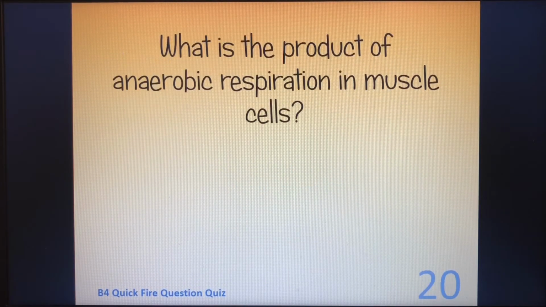Question 20. What is the product of anaerobic respiration in muscle cells? What is the product, so it's just one product, of anaerobic respiration in muscle cells? This is the one when we're doing lots of exercise. We go from aerobic respiration into anaerobic, and there's one product, causes pain in the muscles. And the answer is lactic acid. Okay, it's that lactic acid that builds up in the muscles.